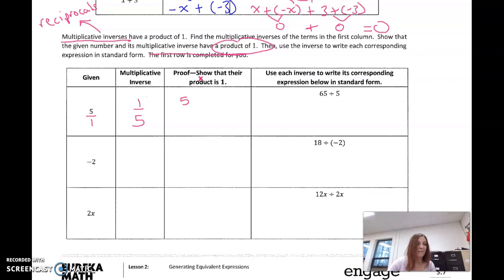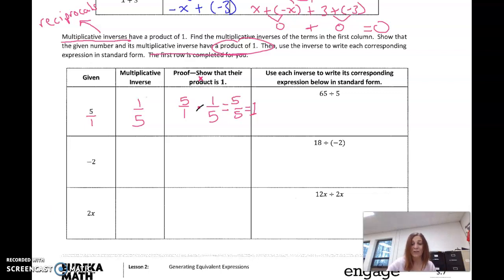So if I go 5 over 1 times 1/5, you can multiply straight across, right? 5 times 1 is 5. 1 times 5 is 5. What's 5 divided by 5? 1, right? You can think of it as cross-reducing.